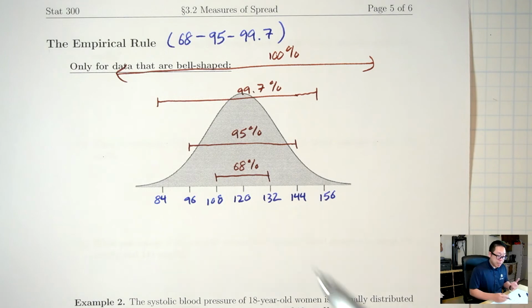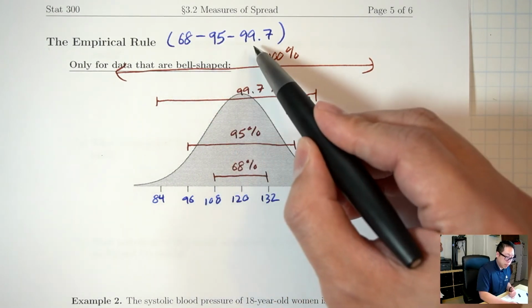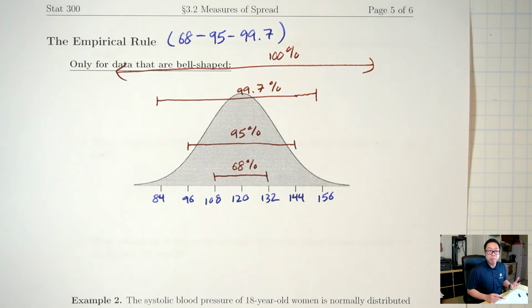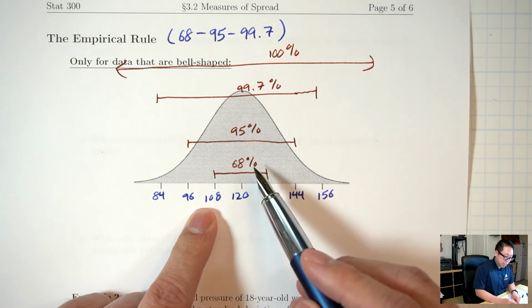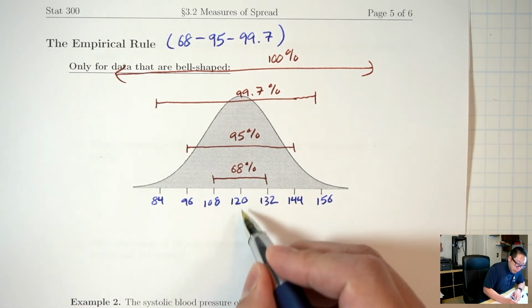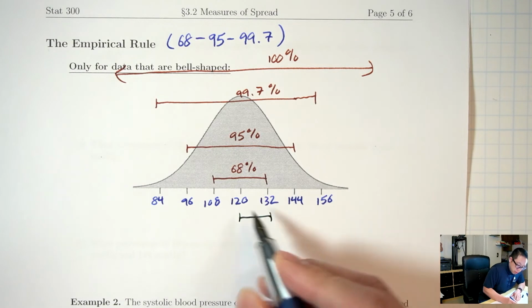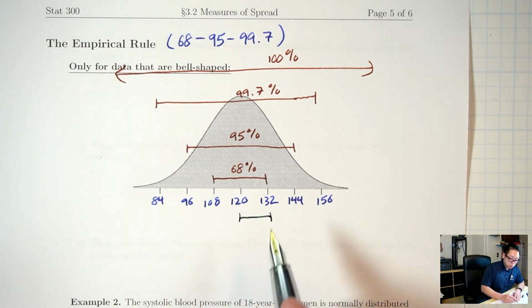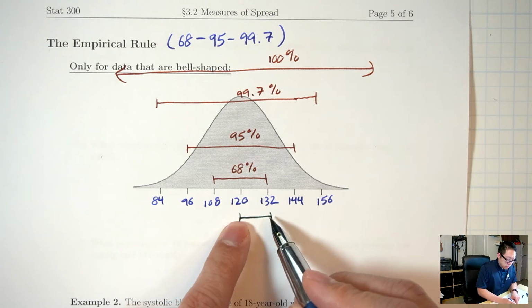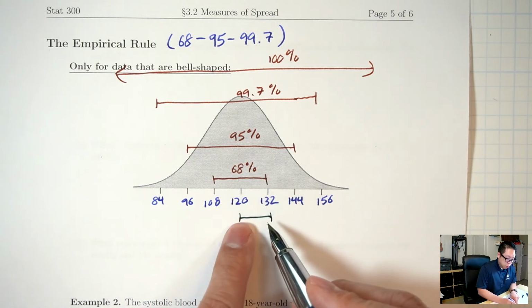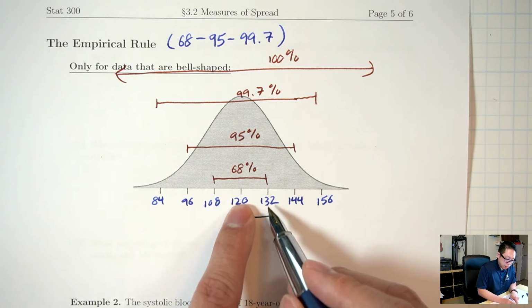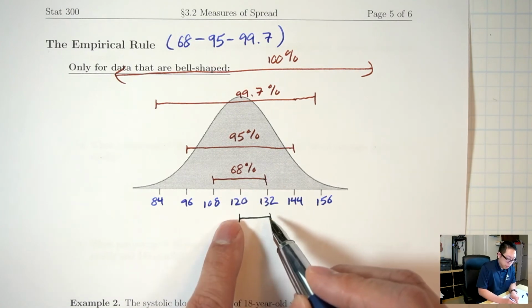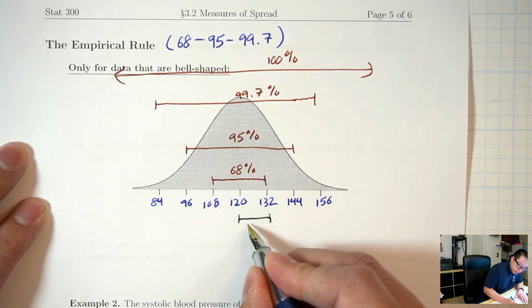Okay, and this applies to any data that looks like this. The 68, 95, and 99.7 is going to be the same for every data that looks like this. Now, I'm going to add some more numbers here. So I know that 108 to 132 is 68%. What's the middle to 132? If I know 108 to 132 is 68, then 120, the middle to 132 should be half of that, right? So half of 68 is 34%.